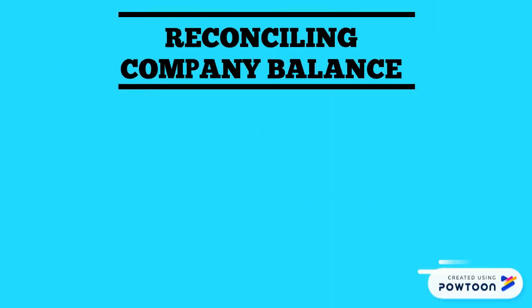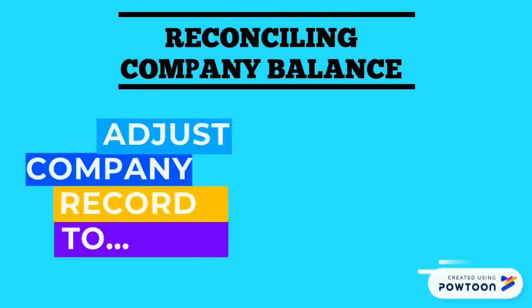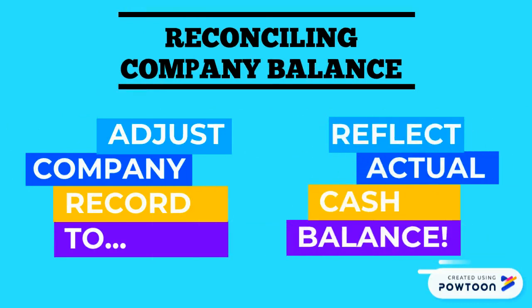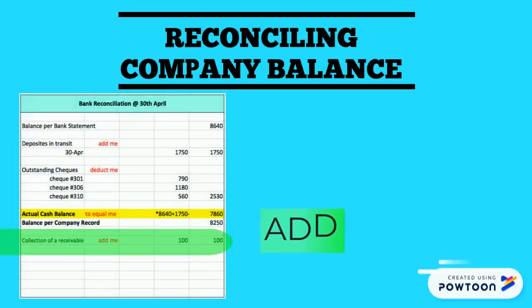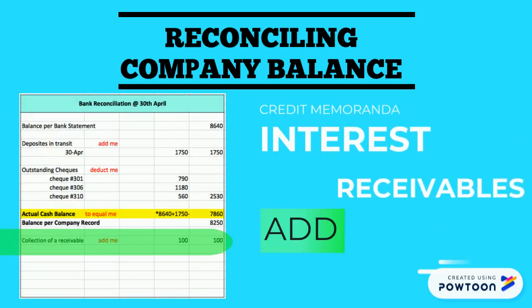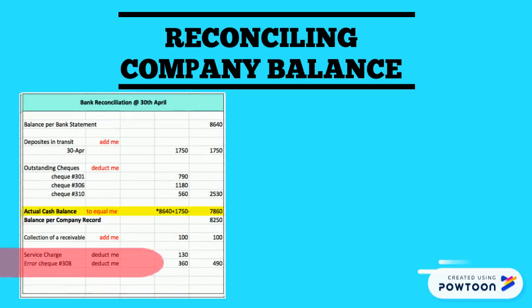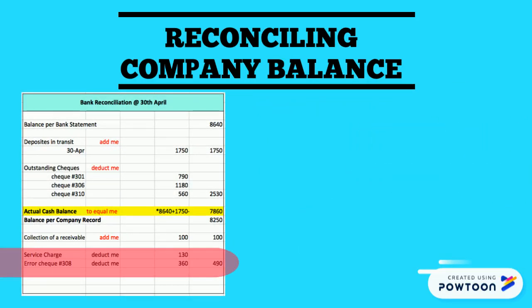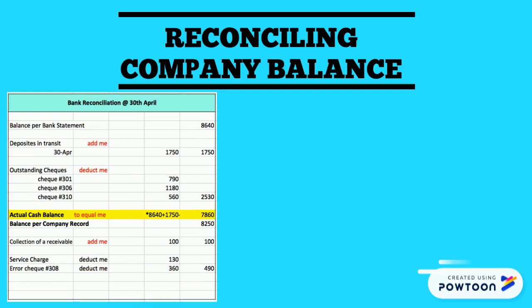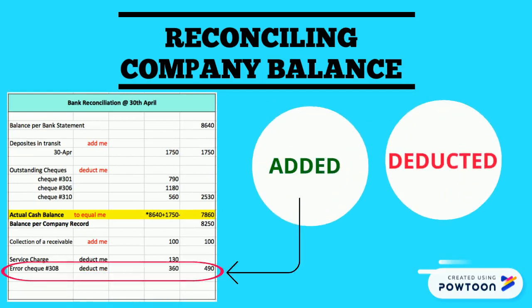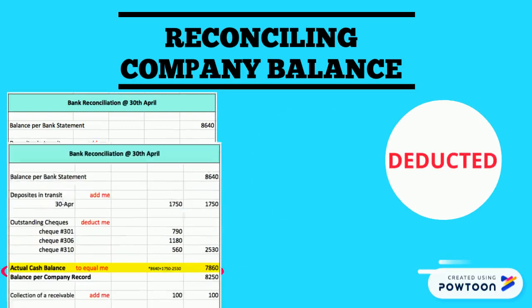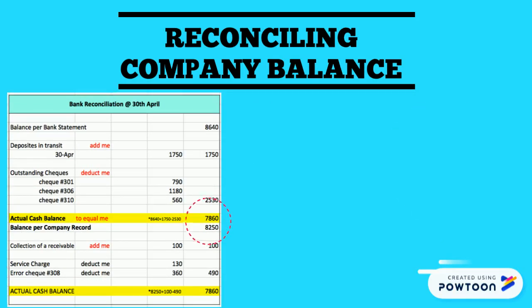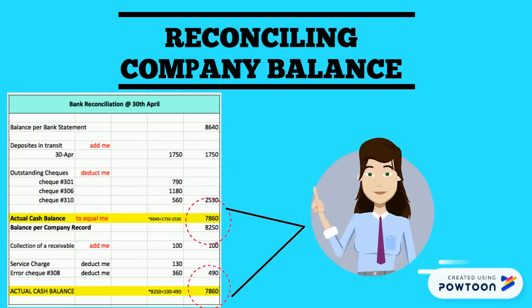We do this to adjust the balance per company records to reflect and equal the actual cash balance. We reconcile our company records balance by first adding all credit memoranda like business receivables or interest acquired on a note, and then we deduct the debit memoranda like fees charged for banking services. Again, don't forget about the errors. These can be either added or deducted. However, in this example, we have deducted. After reconciling the book balance, this should now equal the cash balance.